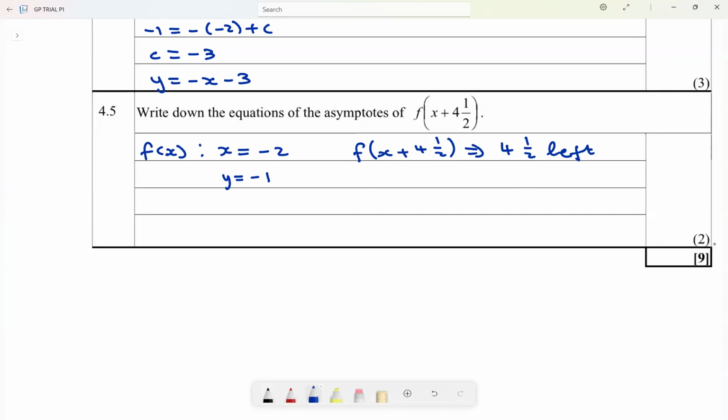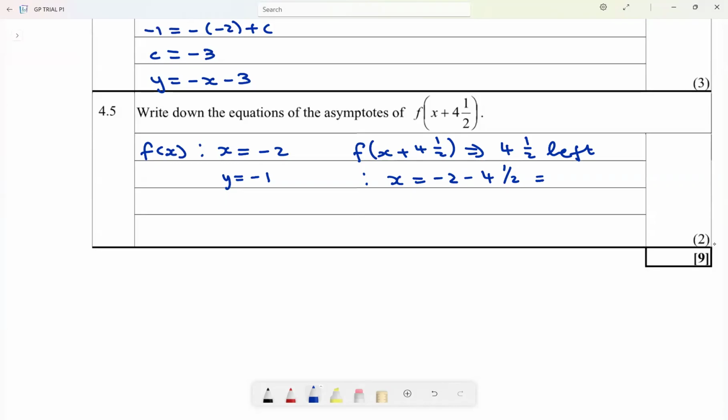So it means the x asymptote is going to shift towards the left. It's going to be -2 minus 4. I'm going to shift towards the left by those units, which now becomes -2 minus 9 divided by 2. It becomes something like, let me see on my calculator fast.